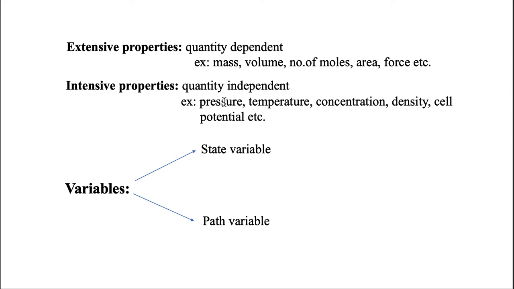But why? The number of moles in those areas change, but when you take it per unit volume, the concentration remains the same. Now, variables. What are the variables? Variables are the ones that change when the system is changing from one state to another state. And these variables are state variables and path variables. That is the classification of the variables. What are the state variables and what are the path variables?